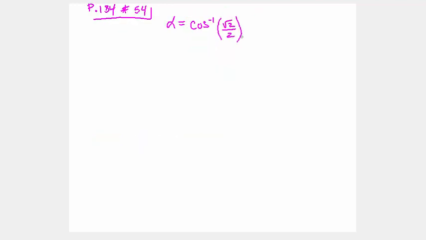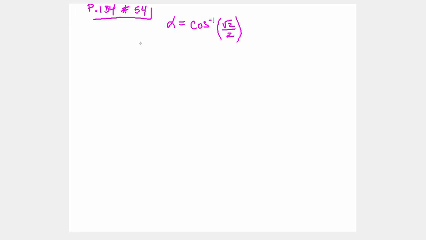Our next example is from page 184, problem number 54. And in this example, they tell us that alpha, yes, that's what this letter is called, a Greek letter A. So alpha, kind of looks like a little bit of a fish or something. Alpha equals the cosine inverse of root 2 over 2. And of course, they want us to find the exact value of alpha.